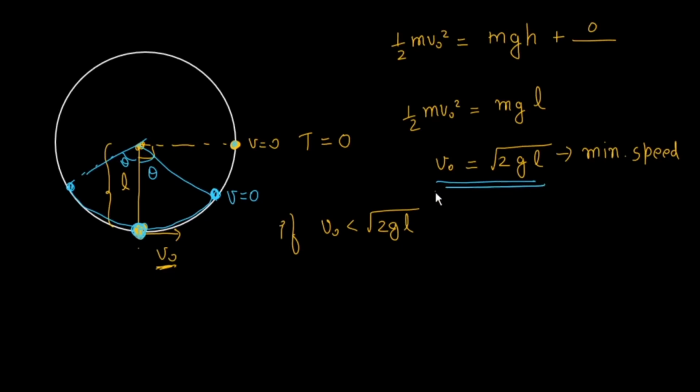So this is the first speed that we had to derive, and this theory you will find in every book. V naught equals root 2 GL is the minimum speed that you need to make it go beyond the 90-degree mark. Alright, okay, let's move on.